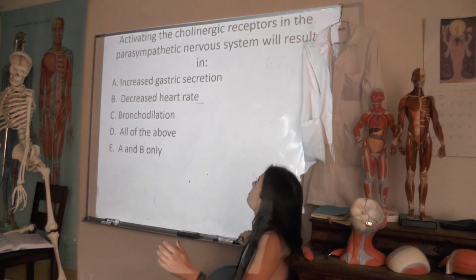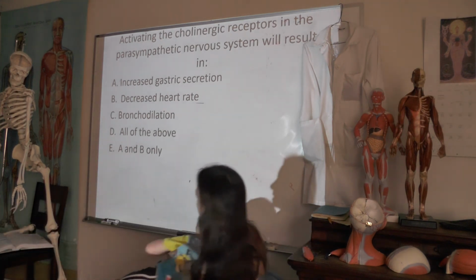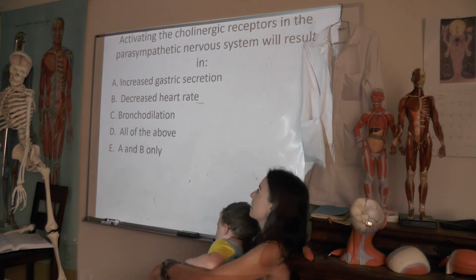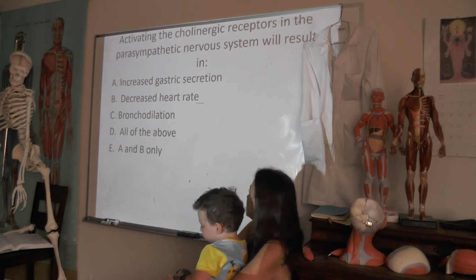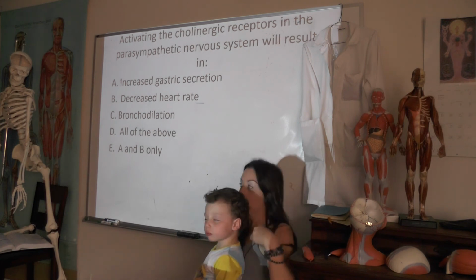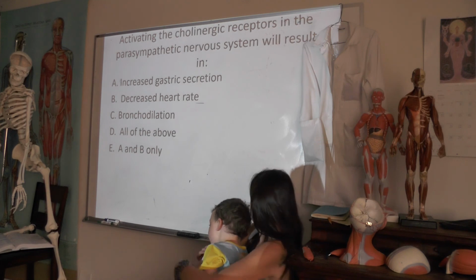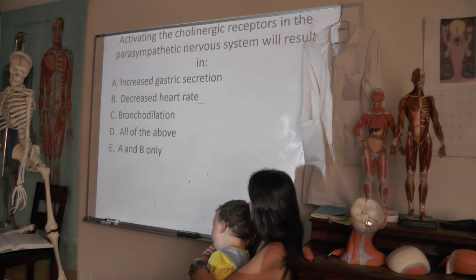Activating cholinergic receptors in the parasympathetic nervous system will result in A, increased gastric secretion, B, decreased heart rate, C, bronchodilation, D, all of the above, E, A and B only. What do you think it does?